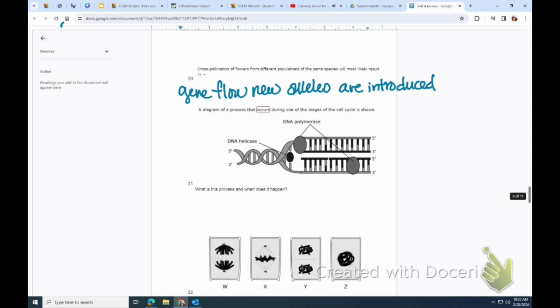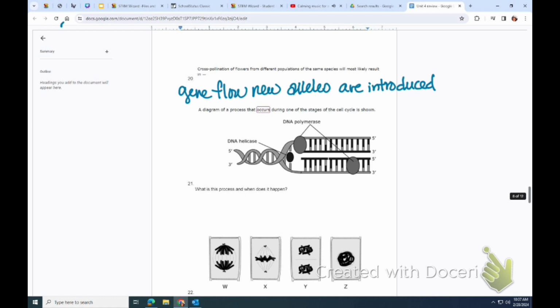Basically, look at this picture. What's happening here and when in the cell cycle does it happen? Xander? No, not interface. It's in interphase, yes. That would be mitosis, right? Yeah. So this is in interphase.